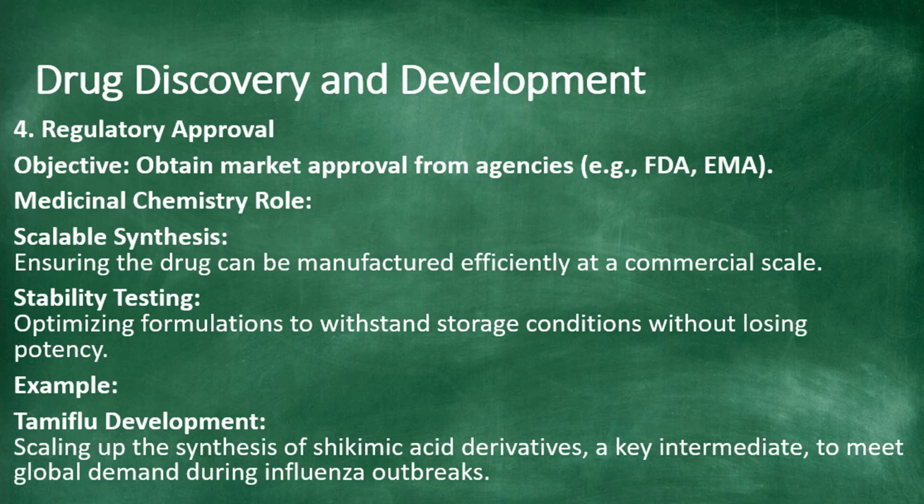Regulatory approval. Now, once clinical trials are successful, the drug moves to regulatory approval. This is where agencies like the FDA or EMA evaluate whether the drug can be marketed. Medicinal chemists ensure that the drug synthesis can be scaled up for mass production. They also optimize its stability, so it maintains its potency during storage and distribution.